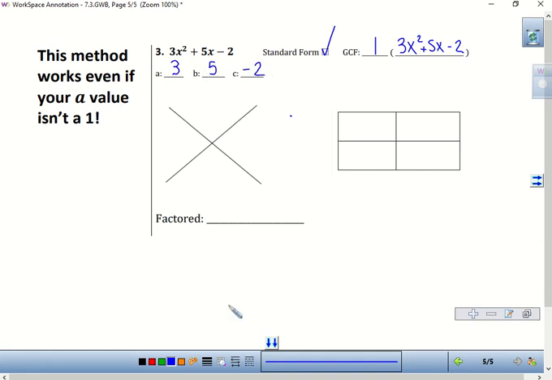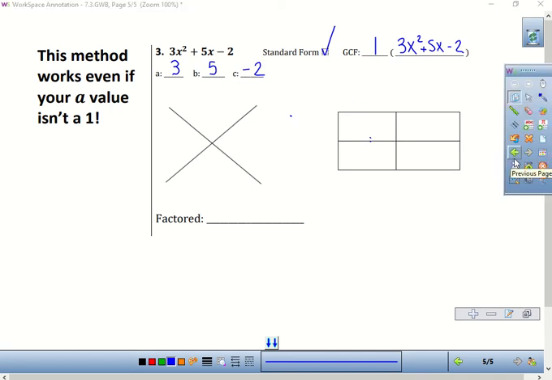Good. Now up here on the top, my tablet's going a little slow today. Of course. It was lagging a little bit last period too. Oops. Yeah, it's just being a little slow today.